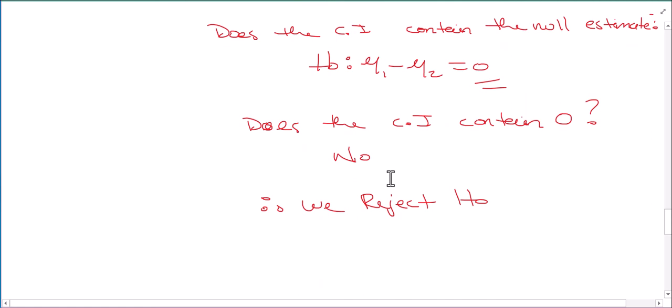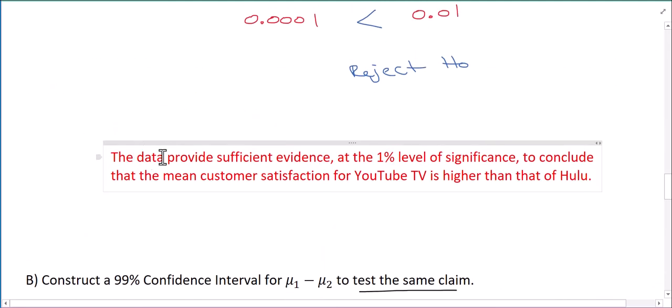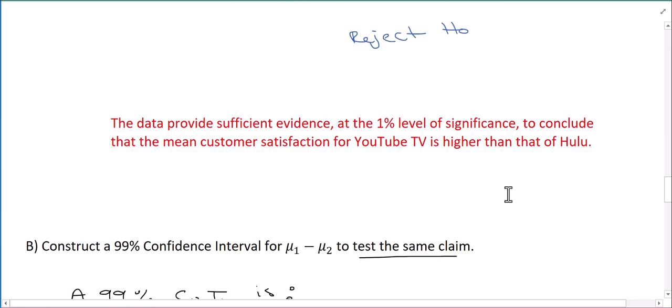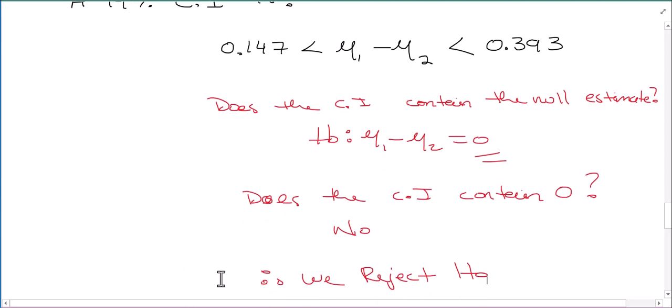So with the p-value, critical region, and confidence interval, we get the same result. We reject the null, and then you can go back and write the same thing. So the data provides sufficient evidence at the 1% level of significance, or you can say using a 99% confidence interval, the data provides sufficient evidence to conclude that the mean customer satisfaction for YouTube TV is higher than that of Hulu, because you get positive values for your confidence interval.